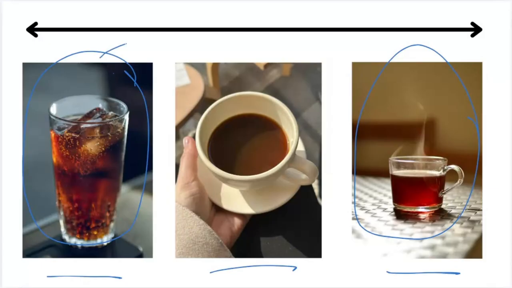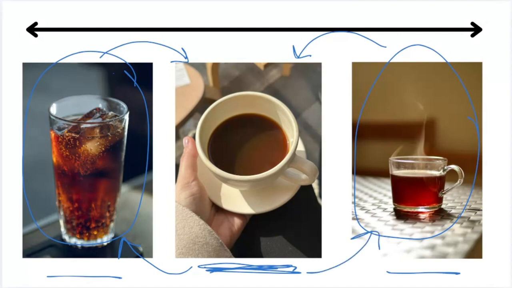The soda is colder than the coffee. The tea is hotter than the coffee. I can also say that this coffee, compared to this cold drink and this hot drink, is warm. This coffee is warm. It is not too hot and it is not too cold. It is warm. It is the temperature in the middle.